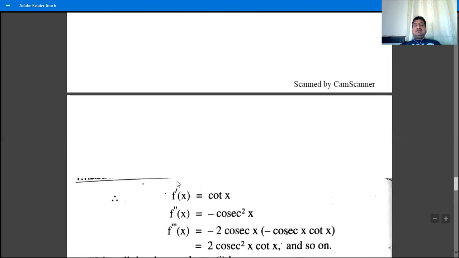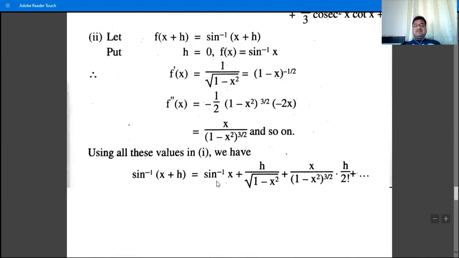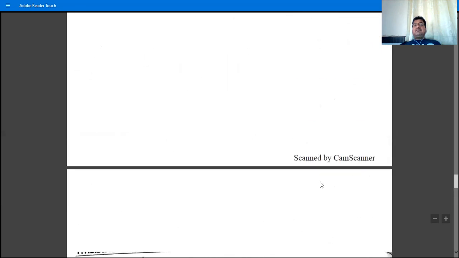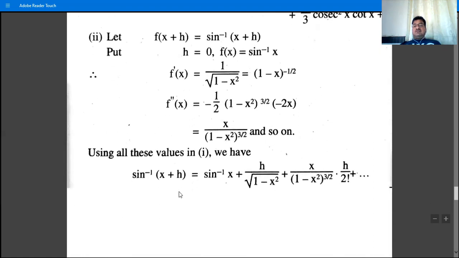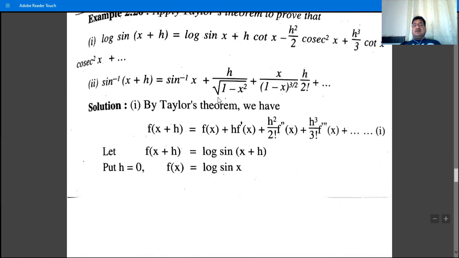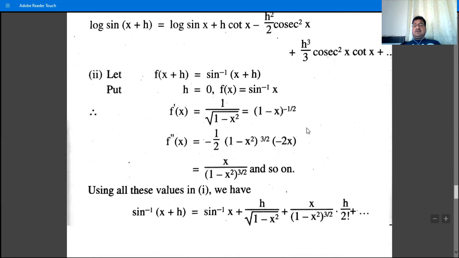So substitute these values in Taylor's theorem. F of x plus h is sine inverse of x plus h. Then f of x is sine inverse x, plus h f dash x, which is h by root 1 minus x square. Plus the next term, h square by 2 factorial f double dash x, and f double dash x is x by 1 minus x square raised to 3 by 2. And so we have this, and we have to prove this.